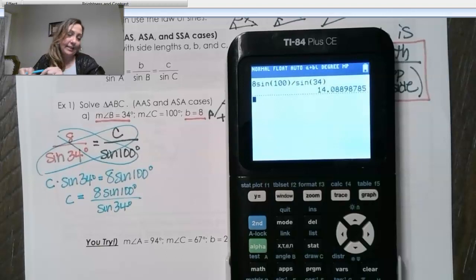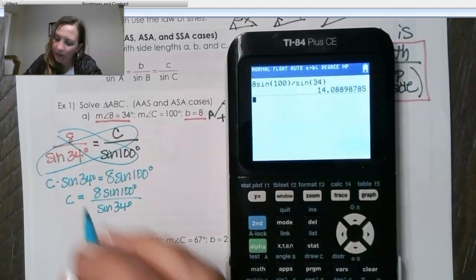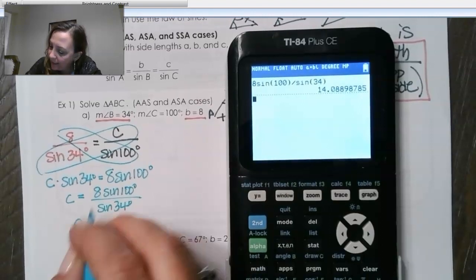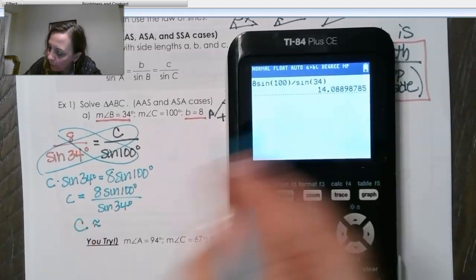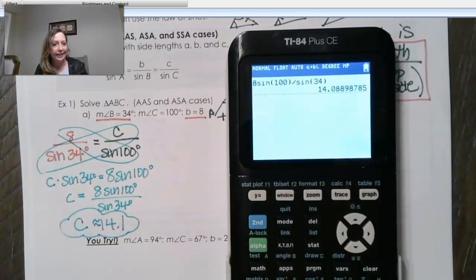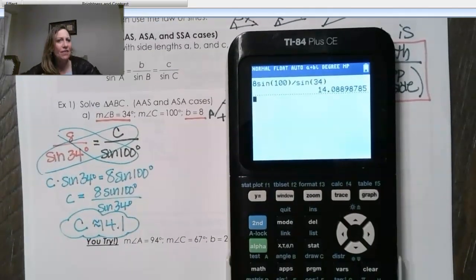And what this tells us is that C, we're going to round to the nearest tenth, by the way, C is about 14.1 units. Okay, great. Now you might say, well, that's fun, we're done.